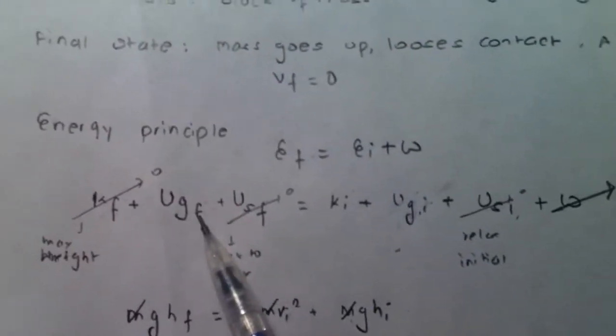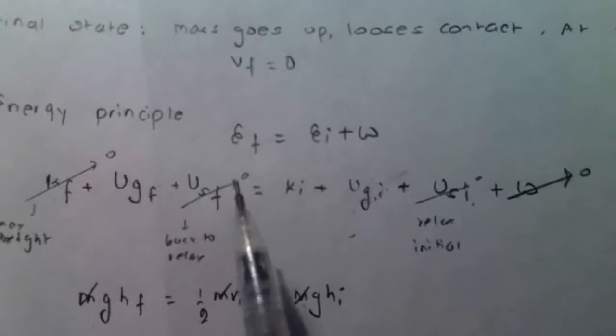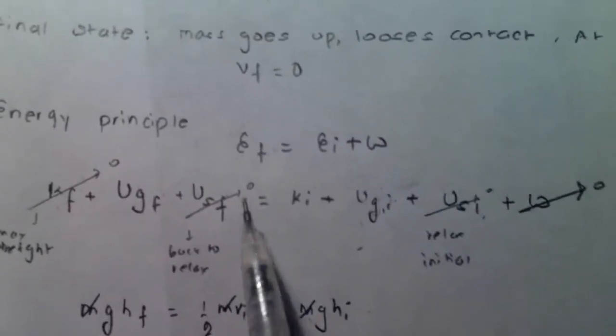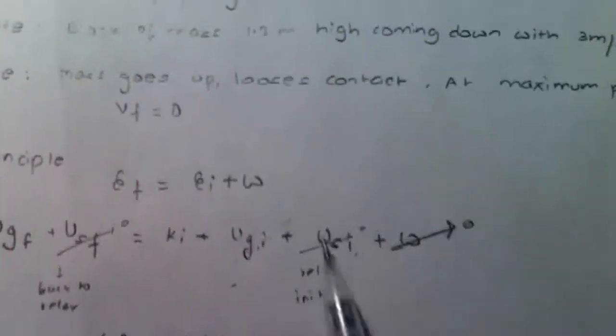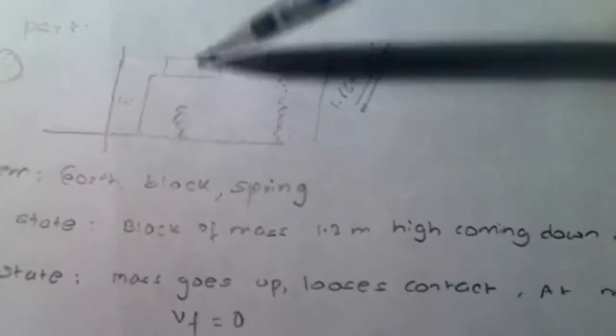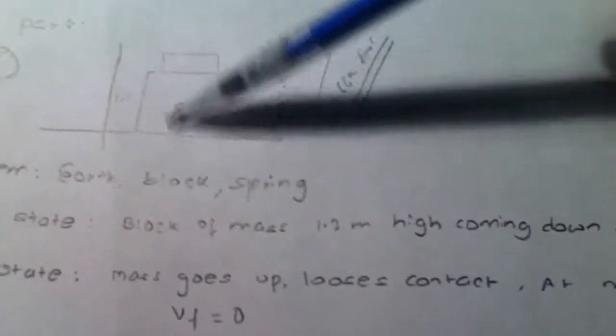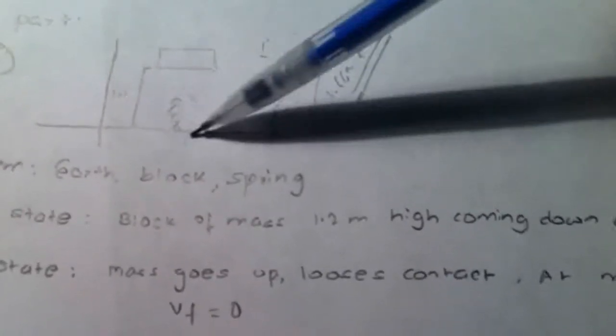Potential energy due to Earth final is there, and potential energy due to spring final will be 0, because as I said, at the final position the spring is back at its equilibrium position. Kinetic energy initial will be there. The potential energy initial due to Earth will be there. The potential energy initial due to spring is still 0, because initially, when the block was coming down, there was no potential energy since our spring was at equilibrium position.